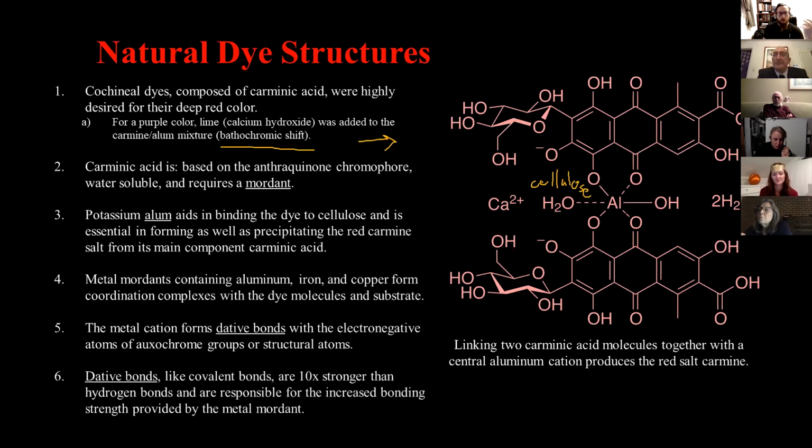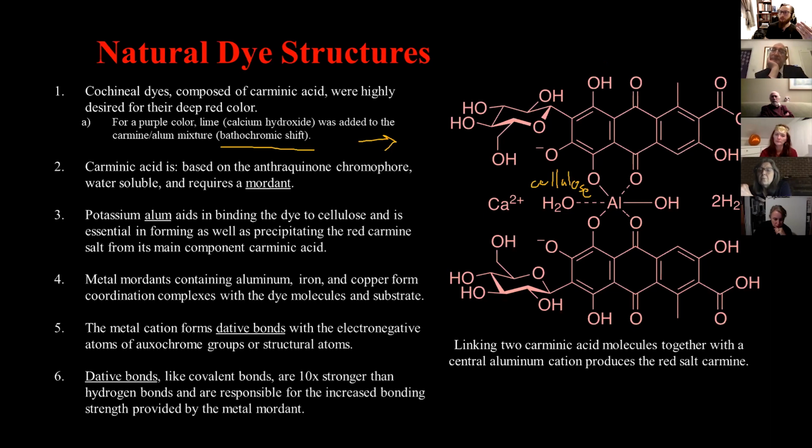So metal mordants like aluminum, and other common ones are iron and copper, we're going to form these coordination complexes. Some of them are octahedral, like this aluminum one, and it's going to complex the dye, the substrate, and the ion. So it's going to create a strong bond. And those bonds are called dative bonds or coordinate covalent bonds. And they're a little complex, but they're basically a covalent bond, and we can think of them that way. And as we know, hydrogen bonds are about 1/10 of the strength of a covalent bond. So if we have a dative bond present, the bond of the dye to the substrate is 10 times stronger than with just a hydroxyl group alone.